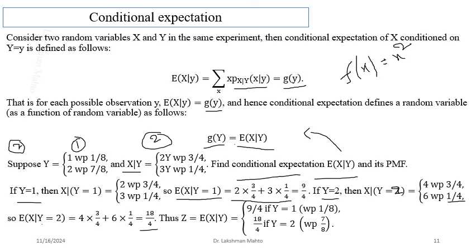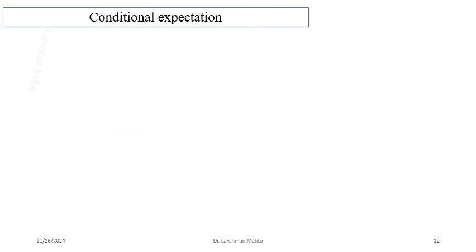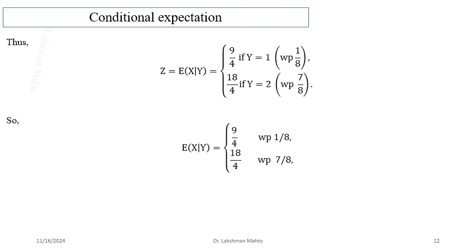Okay. And likewise, 18 by 4 exists with probability 7 by 8. Why? Because you are taking y equal to 2, and y equal to 2 appears with probability 7 by 8. So this conditional expectation is taking two values, 9 by 4 with probability 1 by 8 and 18 by 4 with probability 7 by 8. So this conditional expectation is a random variable. Z equals the conditional expectation of x given y, taking 9 by 4 with probability 1 by 8 and 18 by 4 with probability 7 by 8.